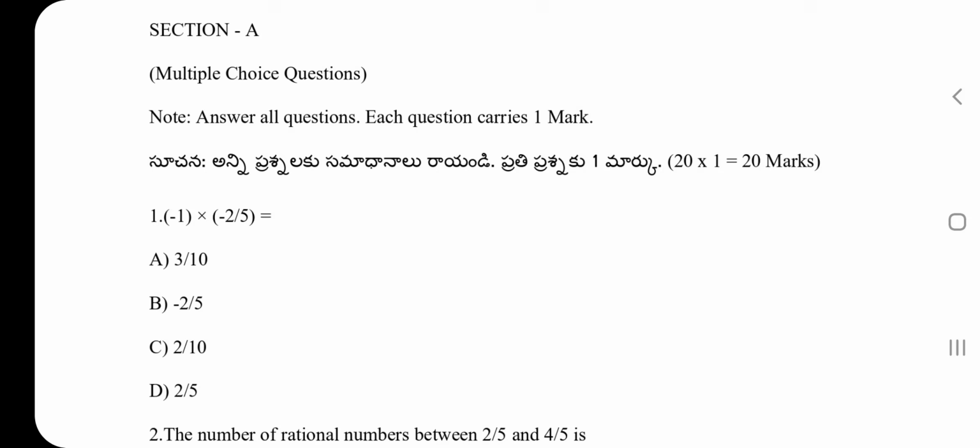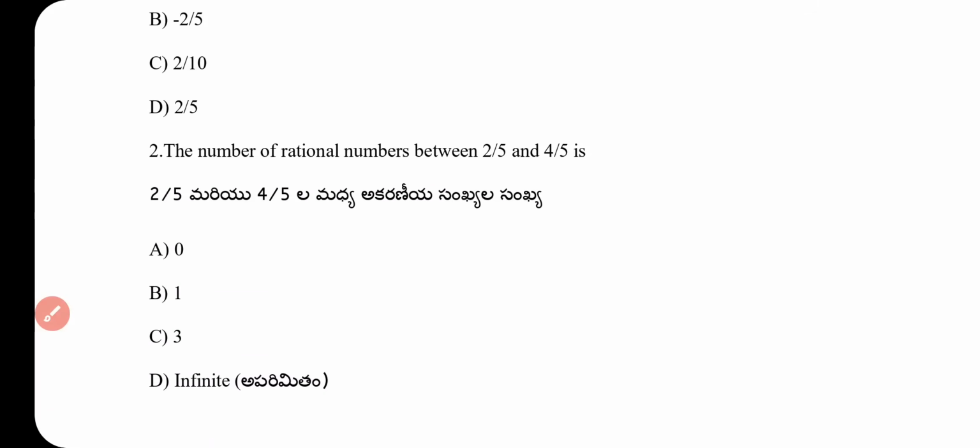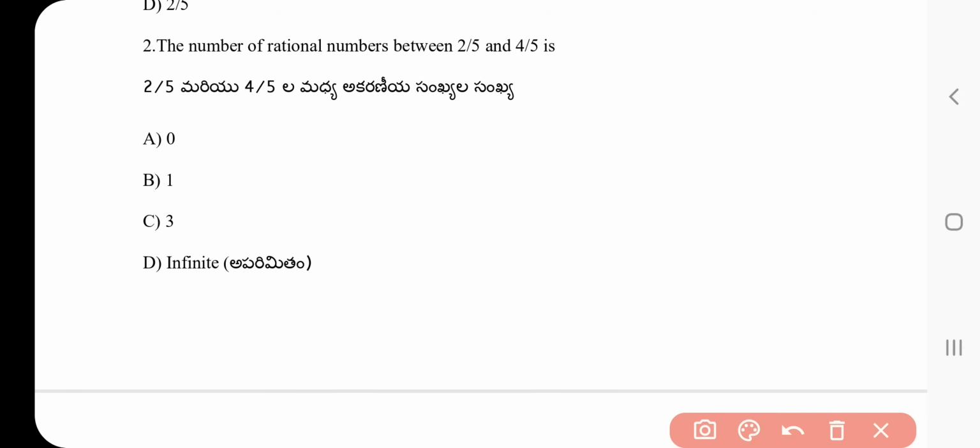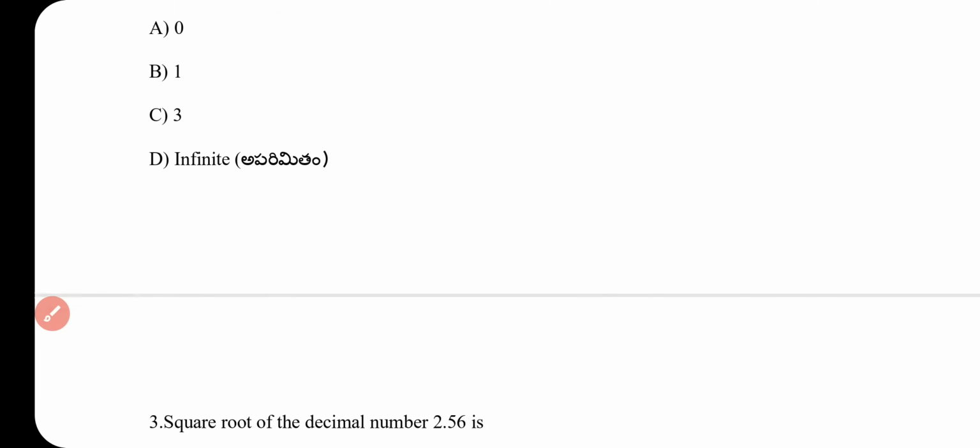Question number 2. The number of rational numbers between 2 by 5 and 4 by 5 is 0, 1, 3, infinite. The answer is infinite, which is the correct answer of question number 2.